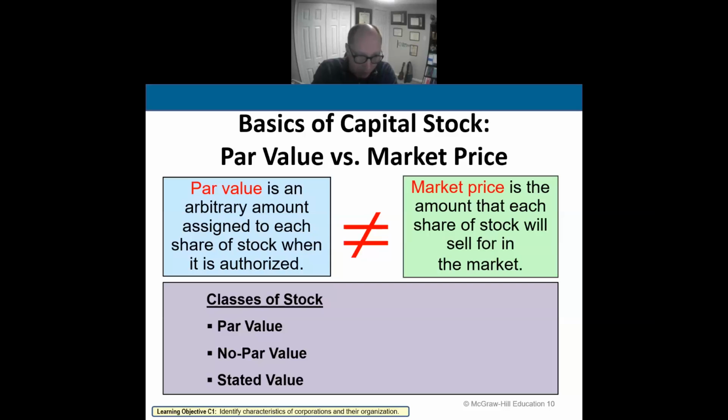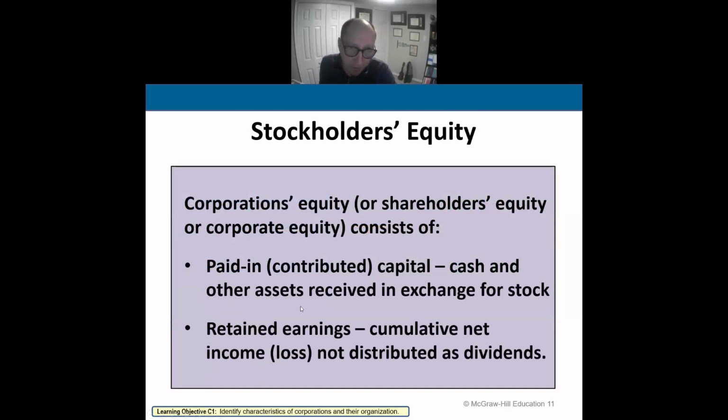So there are different types of classes of stock. There's par value, which we just talked about, which is an arbitrary amount. There's non-par value, and then there's the stated value. And we'll talk about those. Okay.